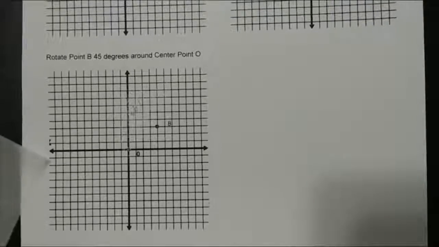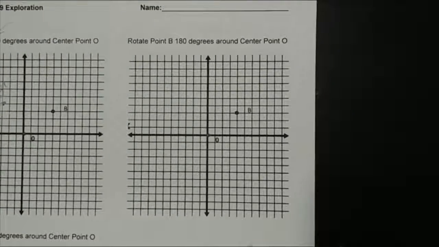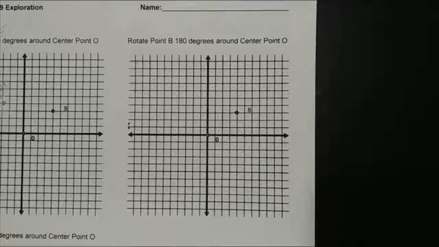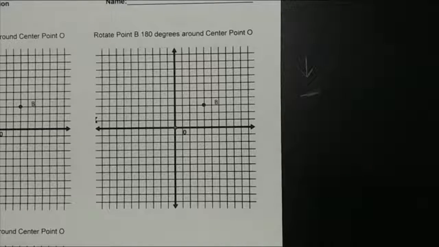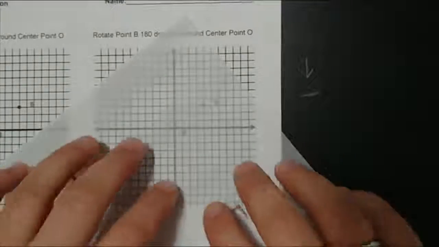Okay, perfect. Let's move on. Now we have 180 degrees. 45 degrees was half of 90, but 180 is twice as big, or double 90 degrees. So now we're going to rotate basically 90 degrees twice. So we have our patty paper.